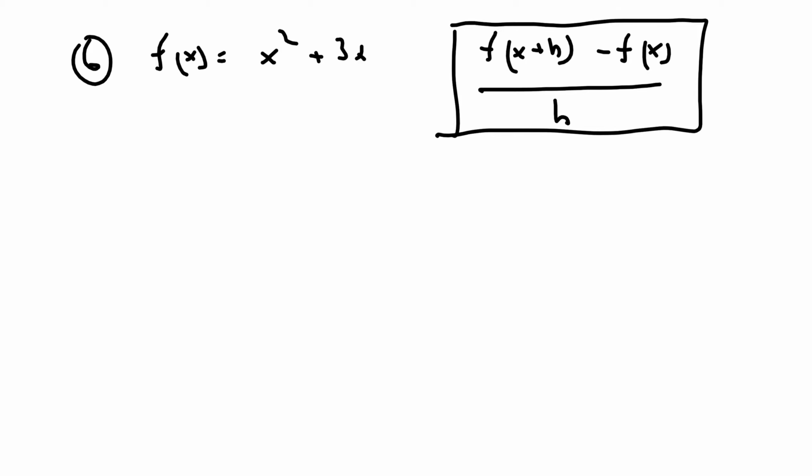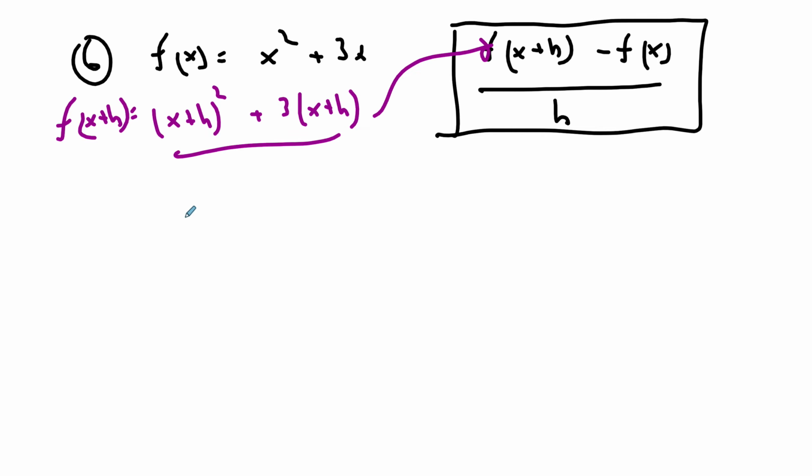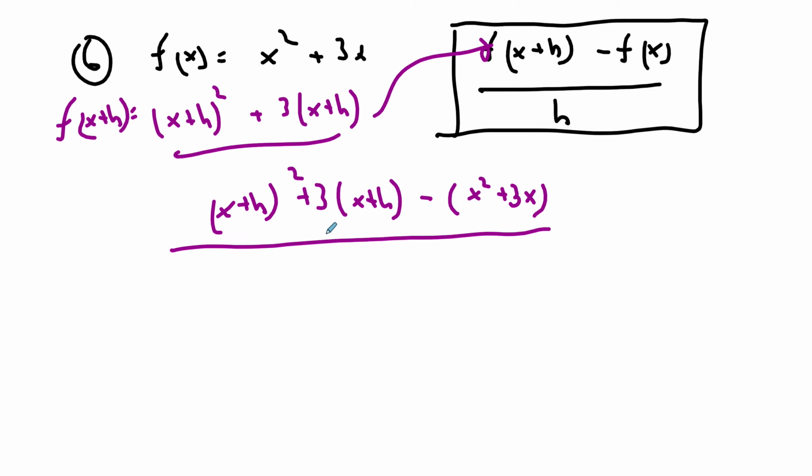So how do we figure out f of x plus h? Well, f of x plus h would mean plugging in x plus h, wouldn't it? That's f of x plus h. So this goes in place of that. So x plus h squared plus 3 times x plus h. And then we subtract f of x, which means we subtract all of f of x, and then we divide by h. So one more time. This is f of x.